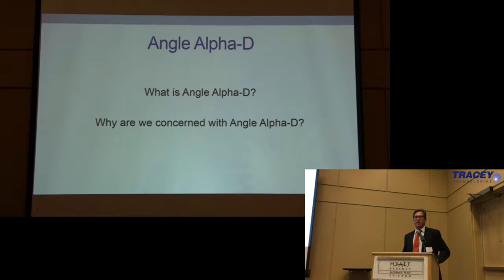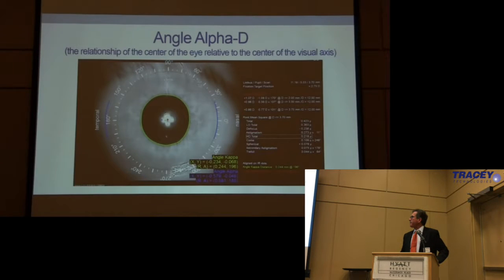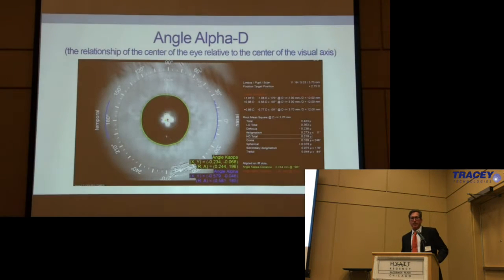So the first question is, what is angle alpha D? And why are we concerned about it? Angle alpha D is actually a relationship of the center of the eye to the patient's line of sight. And why that's important is the fact that most IOLs are going to center on the center of the eye and not on the center of the pupil and not on the center of the line of sight.